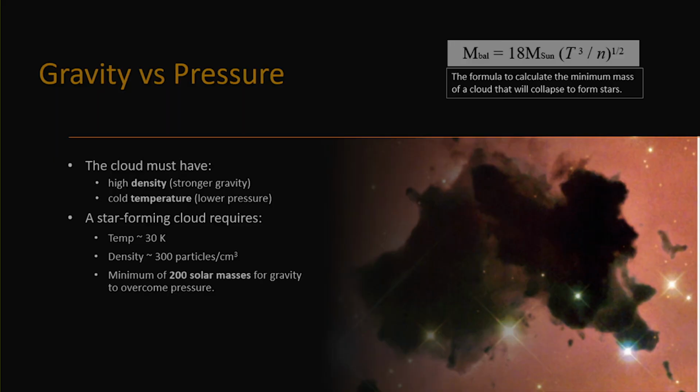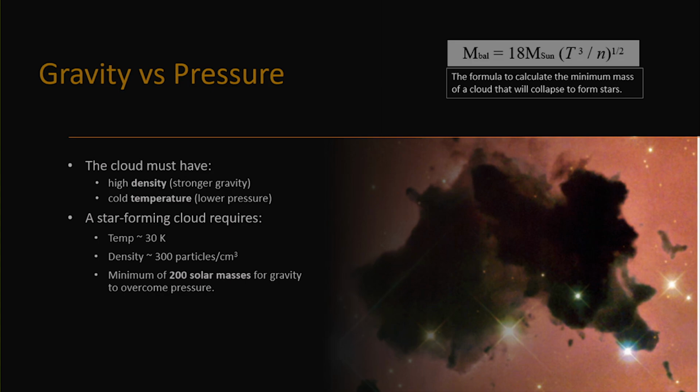First of all, these clouds come in various sizes, many different masses, okay? Different properties. But you can see here the things that are important are, number one, a high enough density of material. Why? Well, that means gravity will be stronger. It will be able to form stars.